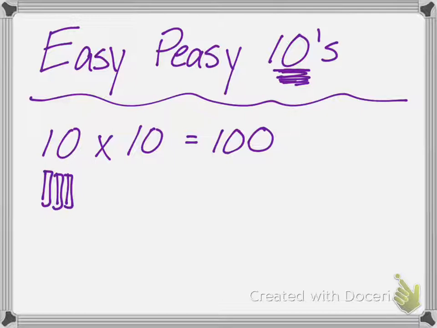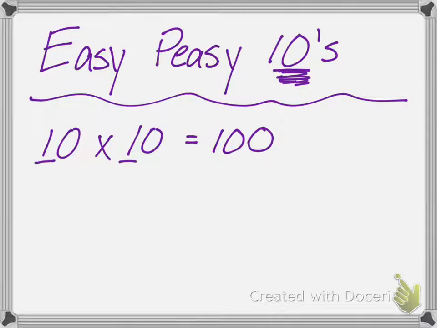So if we took 10 of the counting base 10 sticks, 1, 2, 3, 4, 5, 6, 7, 8, 9, 10, and made 10 groups of those, we would get 100. 10 times 10 equals 100. But this is the little trick that I want to show you.